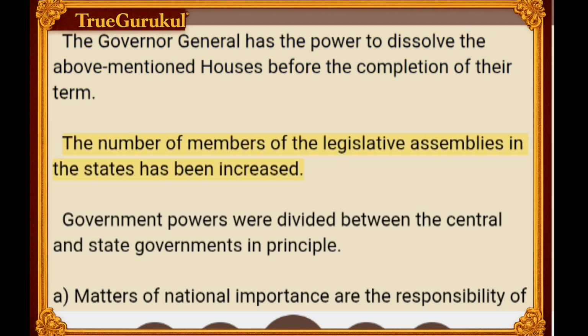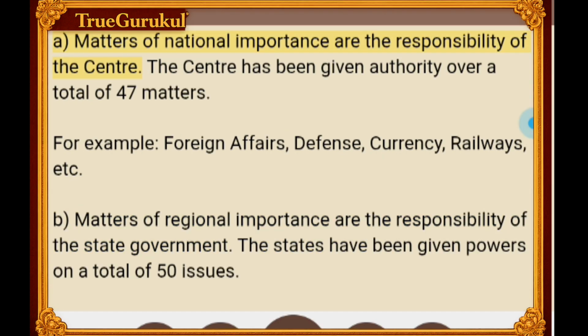The number of members of the legislative councils in the states has been increased. Government powers were divided between the central and state governments in principle. A. Matters of national importance are the responsibility of the centre. The centre has been given authority over a total of 47 matters, for example foreign affairs, defence, currency, railways, etc.